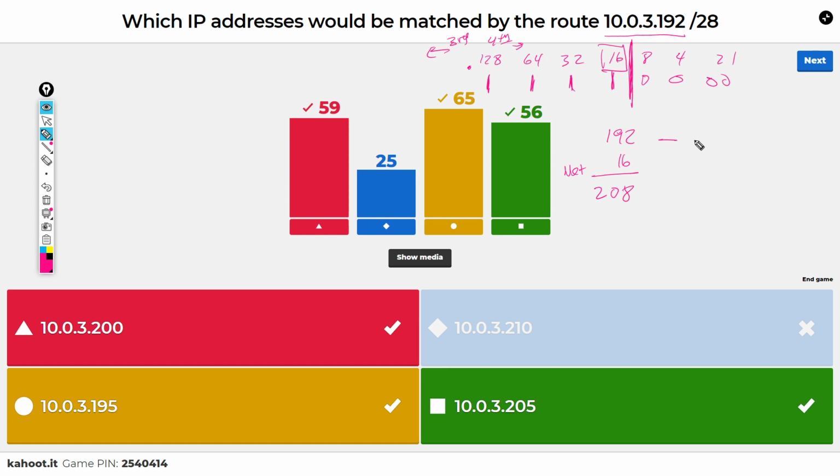So the range for this one is going to be 193 through 206, which is the next subnet minus 2. And the next subnet is going to be 208 and higher. And the previous subnet is going to be 191 and lower. So now that I know the range of the subnet, I just look for the IP addresses. 200, yep. And 195, yep. And 205, yep. And 210, nope, that's in the next subnet. And literally, that's how this very methodical person named Keith Barker would do it.